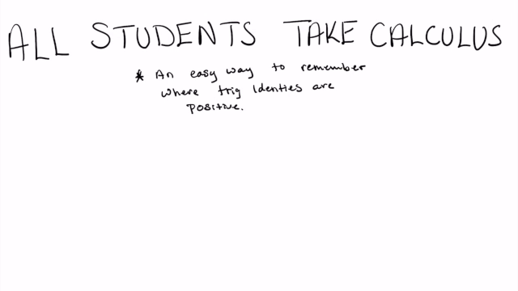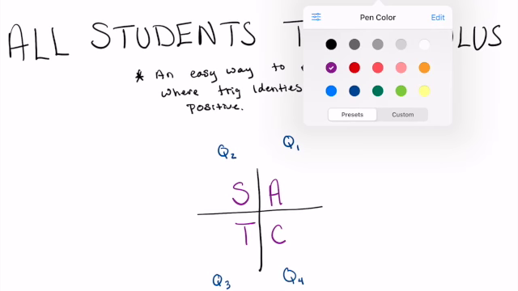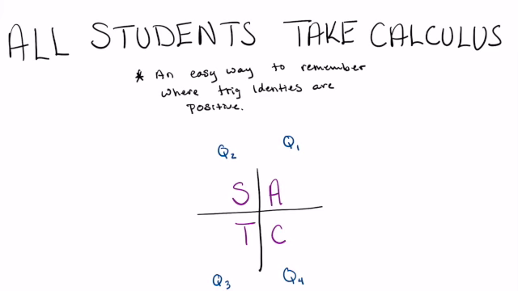If you remember All Students Take Calculus, it follows the order of the quadrants in the Cartesian plane. What I mean by that is: All, Students, so quadrant 1, quadrant 2, Take, Calculus. This is really neat because it tells me where every trig identity is positive. It's all centered around a positive sign. This is quadrant 1, quadrant 2, quadrant 3, quadrant 4.